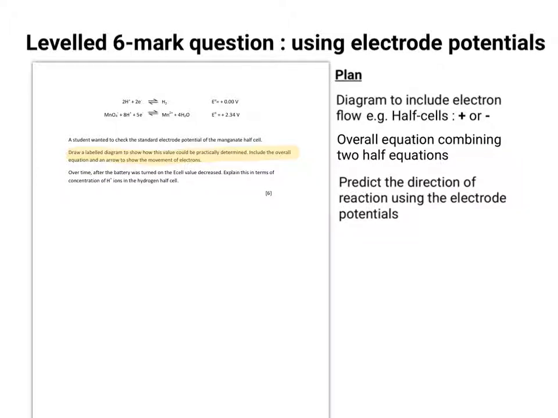So when you draw your half cells, you can actually use the electrode potentials to predict which of the half cells is going to be the positive and which of the half cells is going to be the negative part of the overall system.